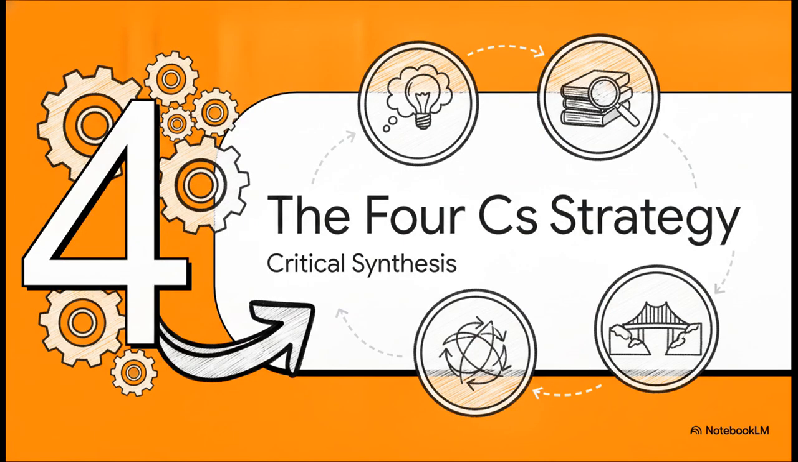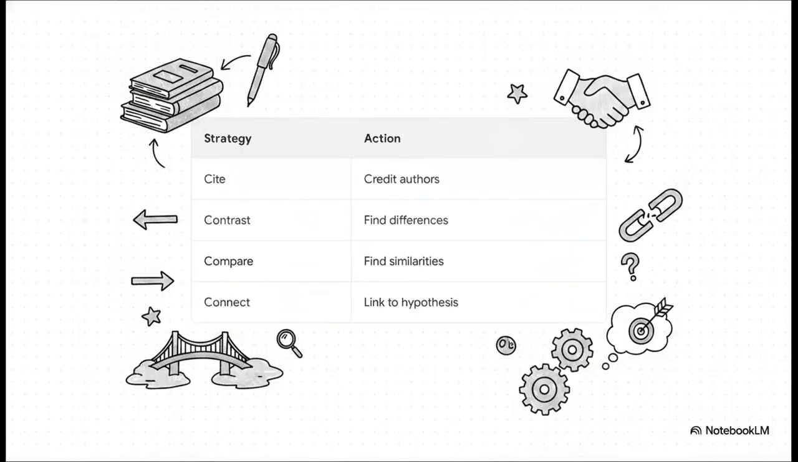All right, part 4, the 4 C's strategy. And this brilliantly illustrates exactly how you construct your review. The 4 C's are your mortar. First, you cite. You acknowledge sources to credit original authors, and this acts as the basis for your new arguments. Second, you contrast. This is where you highlight where studies actually disagree with each other or where their methods diverge. Third, you compare. You identify those similarities in recurring themes across totally different papers to show where the academic consensus is. And finally, you connect.